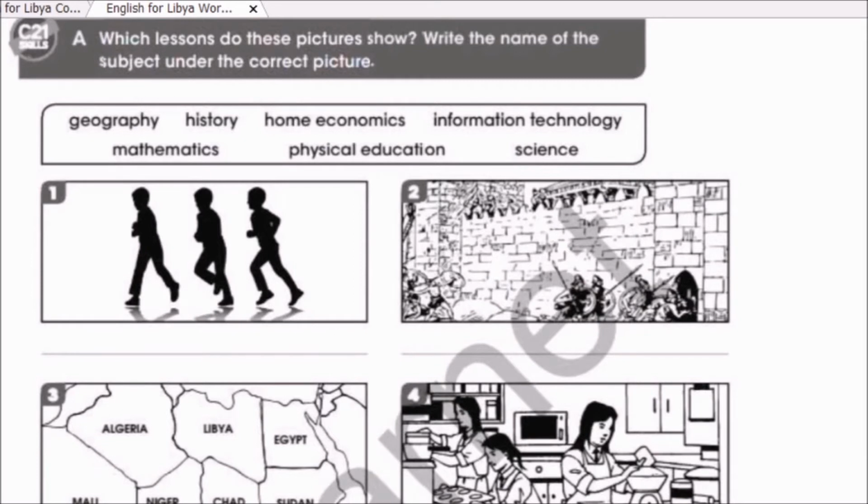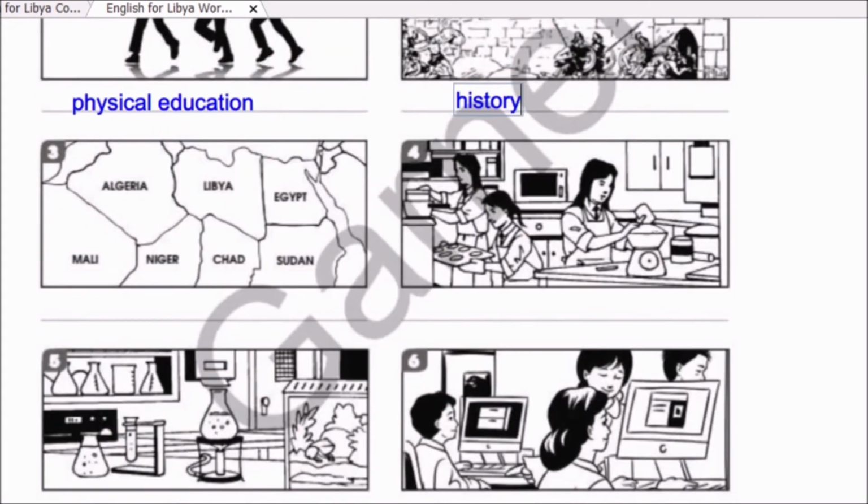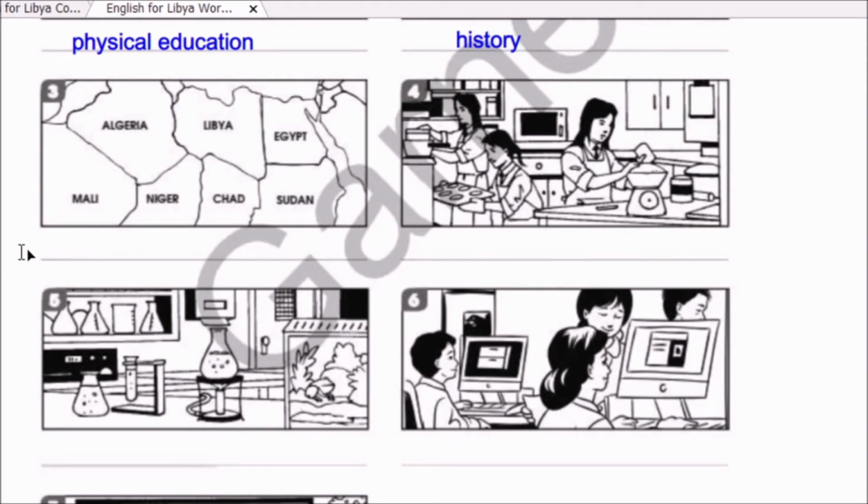Now, let's check. Number 1, what do you think it is? Very good. Physical education. Number 2, what do you think it is? Very good. History. Number 3, what do you think it is? Very good. Geography. Number 4, what do you think it is? Good job. Home economics.